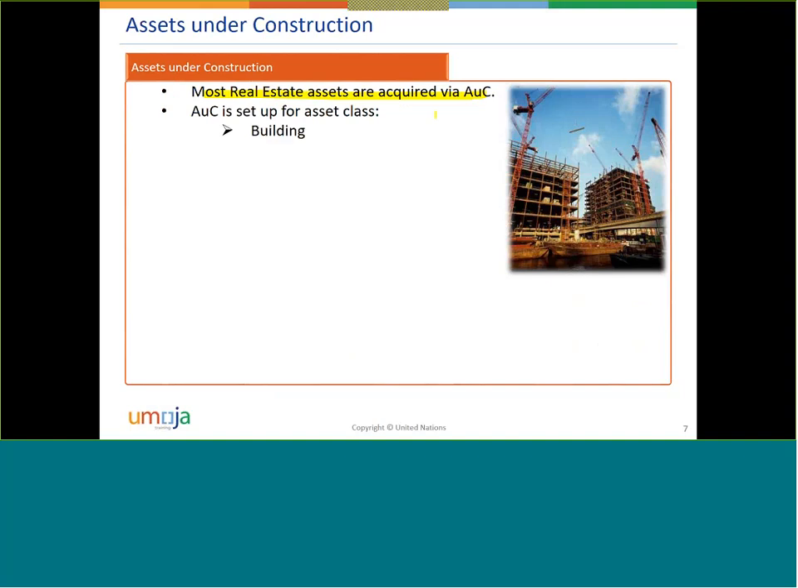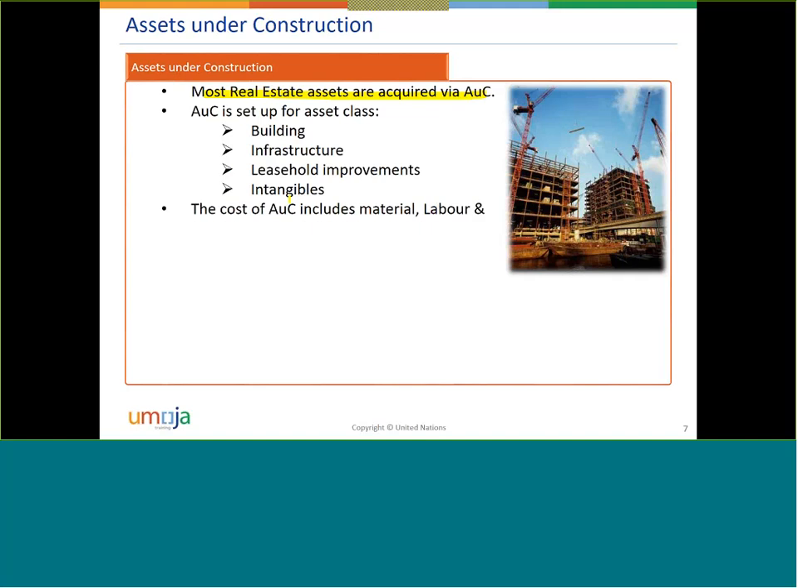So assets under construction is a setup for different asset classes. You remember what we said this morning about asset classes, that they are important because they eventually determine the GL accounts that will be posted. So we have building, we have infrastructure, and we have leasehold improvements and intangibles. These are the four asset classes that we normally build with assets under construction.